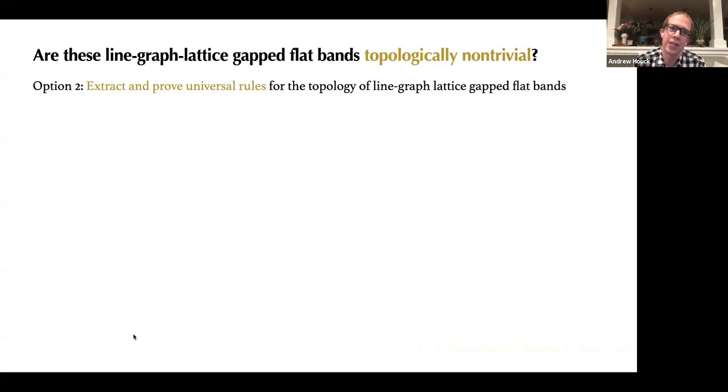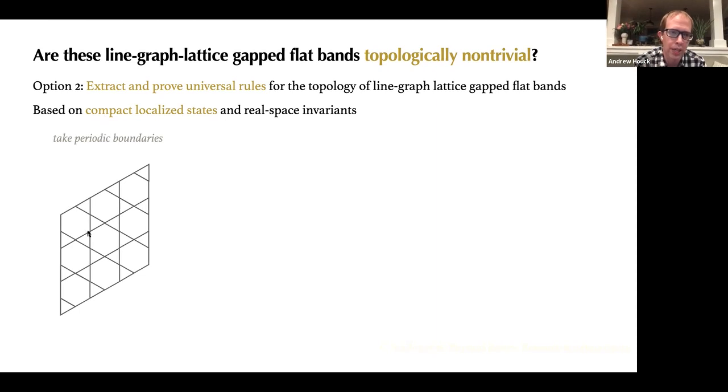The second way you can actually do this, and this is the way that my postdoc, Christy Chu, has been pushing, is to actually prove universal rules for the topology of the line graph based on the properties of the underlying graph. What we have a really good understanding of is what the compact localized states look like in these graphs. So what are the states in this flat band?